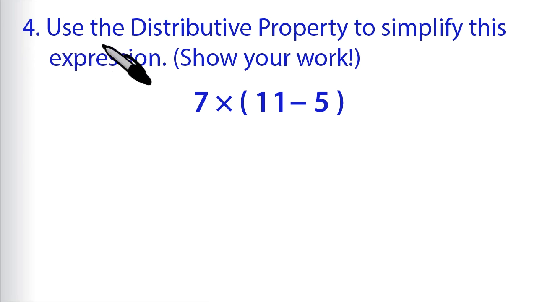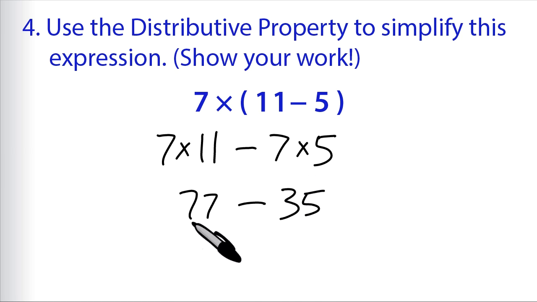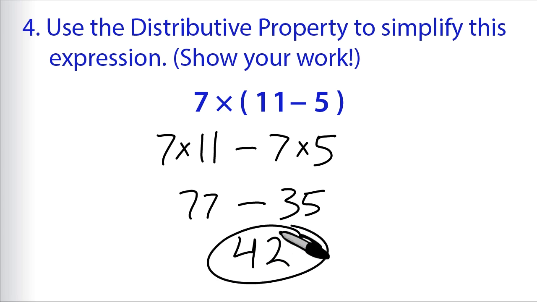For problem 4, we need to use the distributive property to simplify this expression, and again, we need to show our work. We have 7 times the group, 11 minus 5. So let's distribute this factor of 7 to each member of this group. We have 7 times 11, and then minus, because we have a minus right here, 7 times 5. Now 7 times 11 is 77, and then minus 7 times 5, which is 35. So we have 77 minus 35, and that is 42.